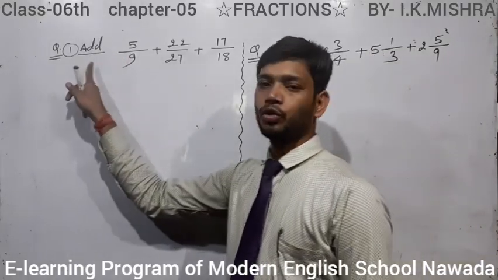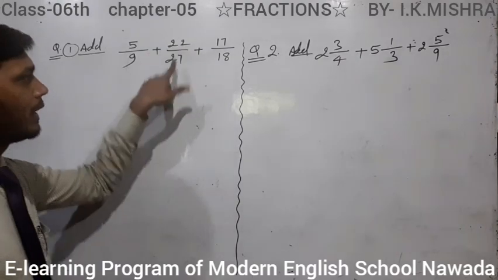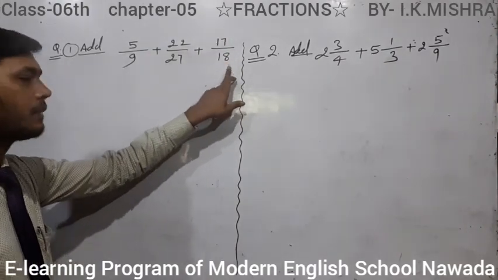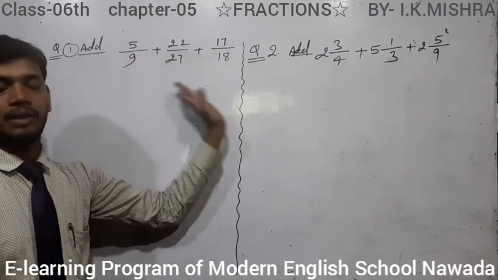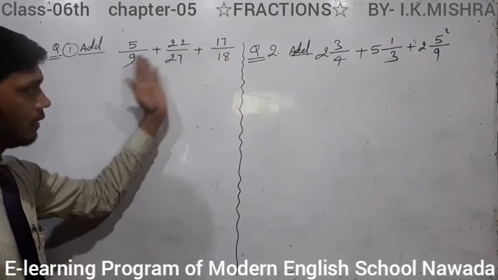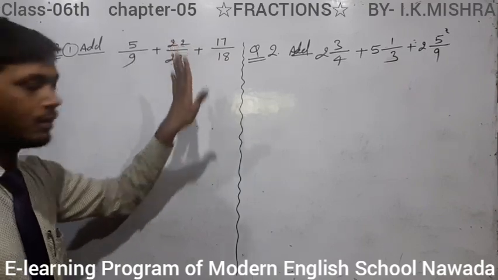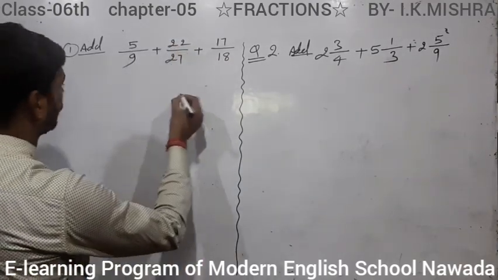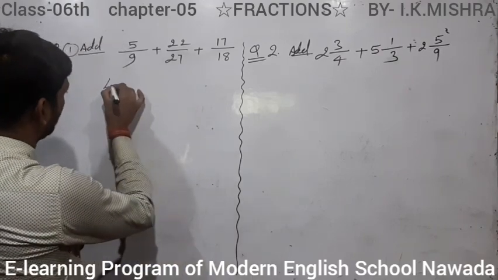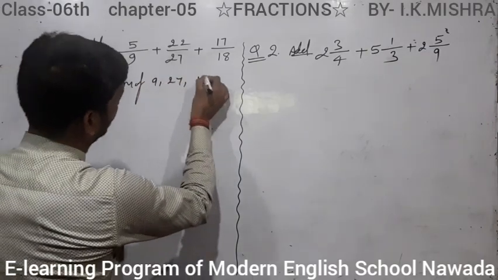Here first question, add 5 by 9, 22 by 27, 17 by 18. Students, you observe here all of these are unlike fractions, and for addition of unlike fractions, first of all change unlike fractions into like fractions. That means first find the LCM of the denominators. Here find the LCM of 9, 27 and 18.